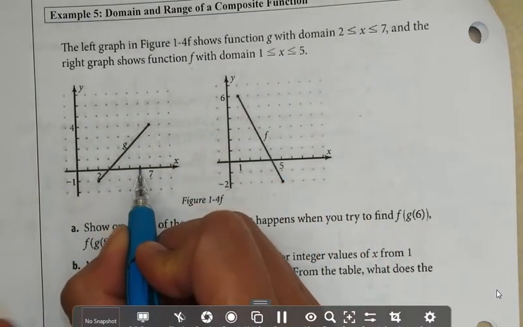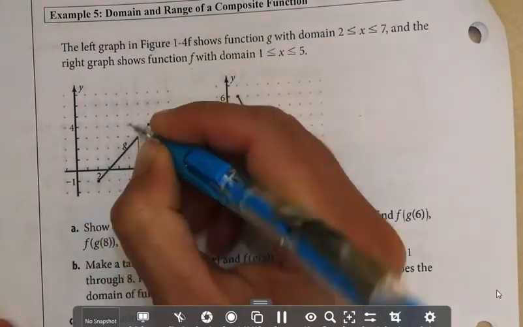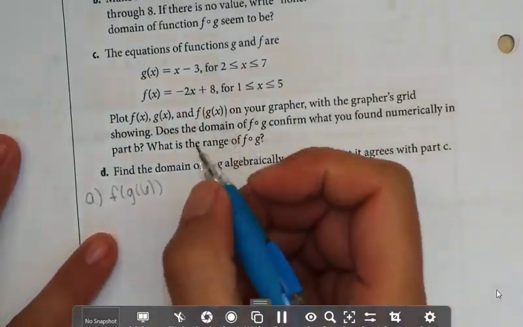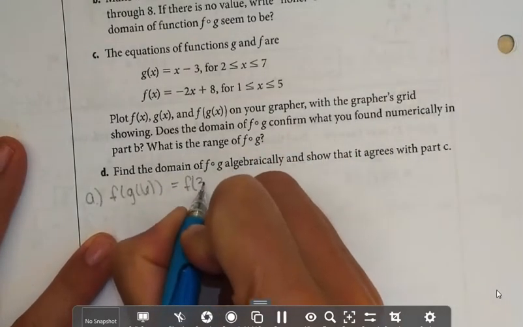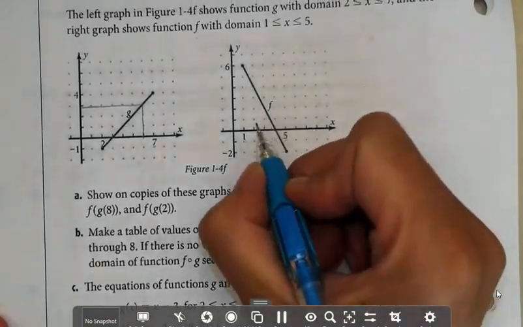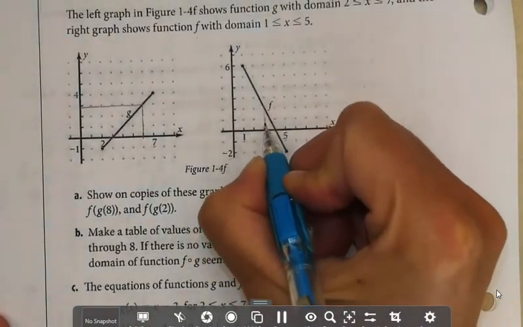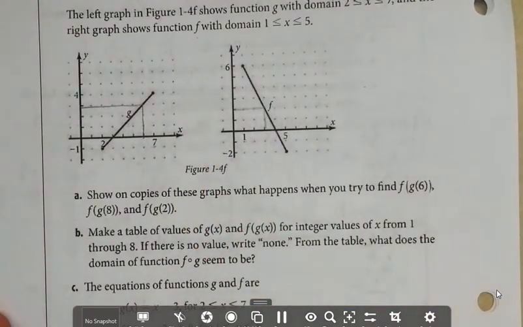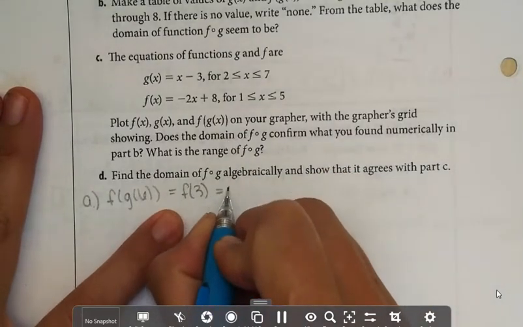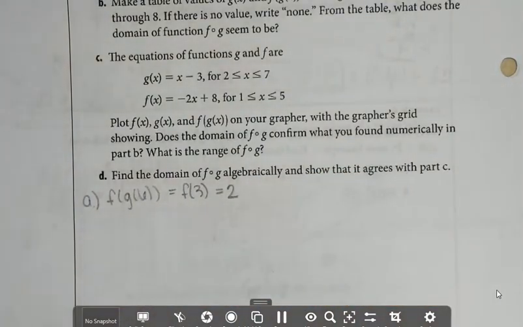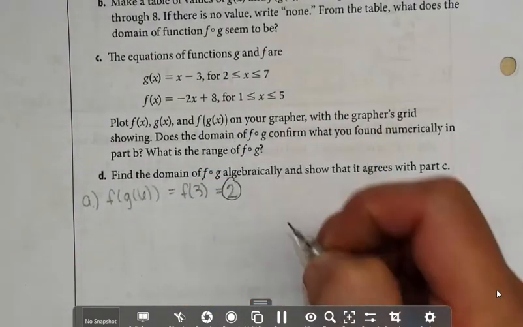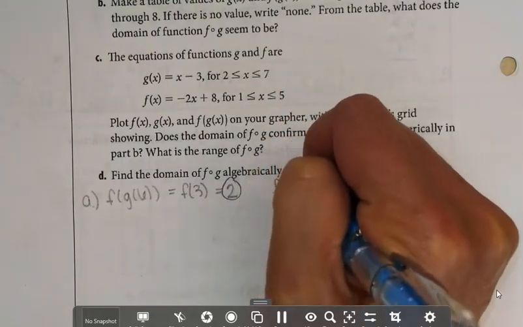So when I plug in 6, looks like I get 3 out. Okay, so this really becomes f of 3. And so now I'm going to go to the f function, plug 3 in. Looks like I get 2 out. So that's what they mean by show on your copies of your graph. Like actually draw a little, you can put it as arrows or just lines. So it looks like I'm getting 2. All right, let's try the next one. So the next one was f of g of 8.